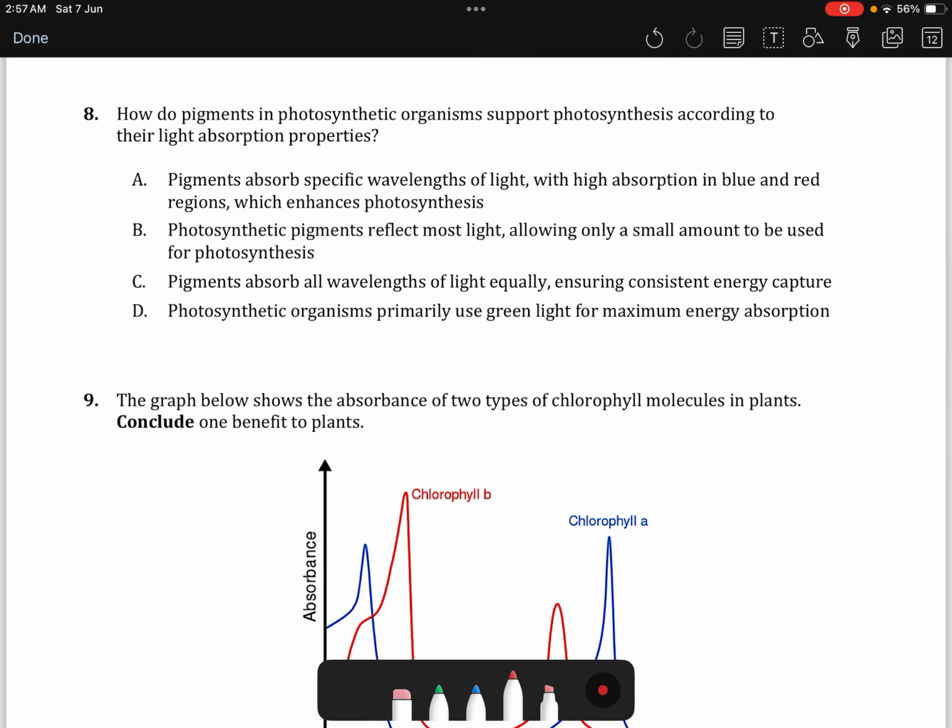How do pigments in the photosynthetic organisms support photosynthesis according to their light absorption properties? So we need to see what the pigments do. Pigments absorb specific wavelengths of light with high absorption in the blue and red region, yes, which enhances photosynthesis. Yes, that's the correct one. Photosynthetic pigments reflect most light, allowing only a small amount of light to be used for photosynthesis. No. Photosynthetic pigments absorb all wavelengths of light equally. No. Photosynthetic organisms primarily use green light for maximum. No, we said blue green, not only green.